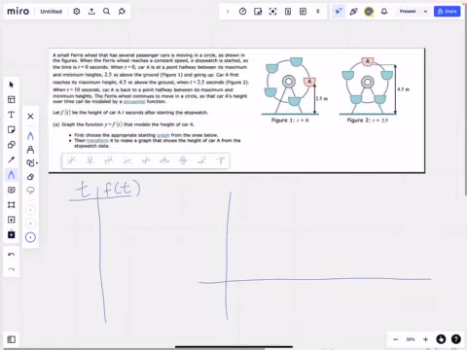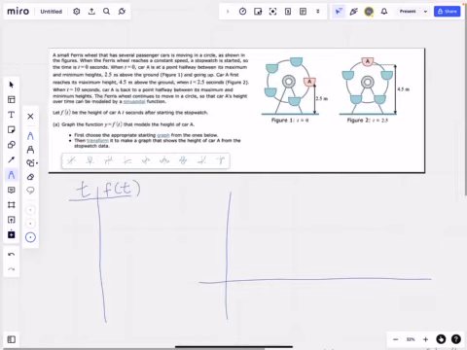Okay, so this is an example of an application of a sinusoidal function. In this case, we have a Ferris wheel that is moving around in a circle. And we're saying that the height of a car on the Ferris wheel will model this sinusoidal function. And if you can just think about the height of the Ferris wheel.